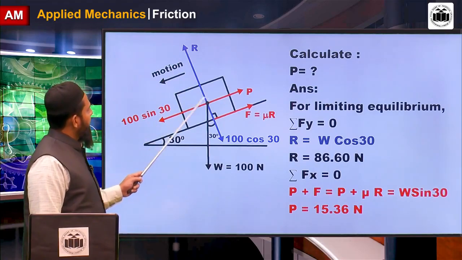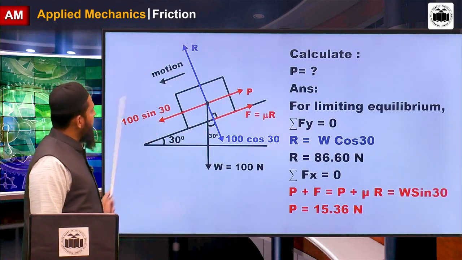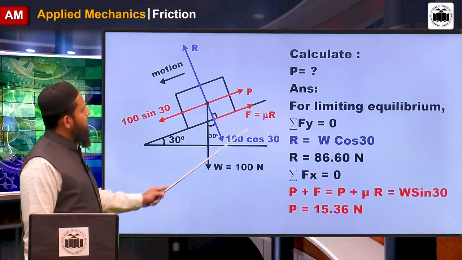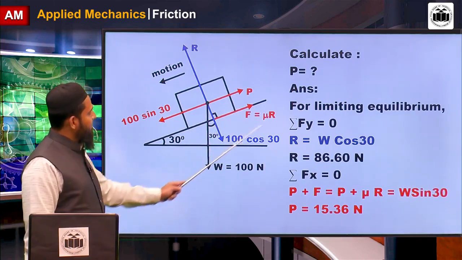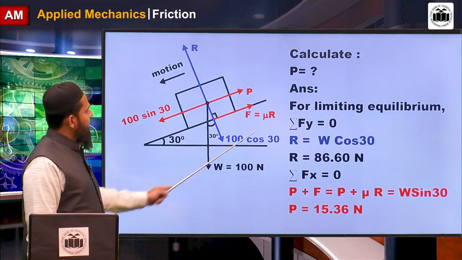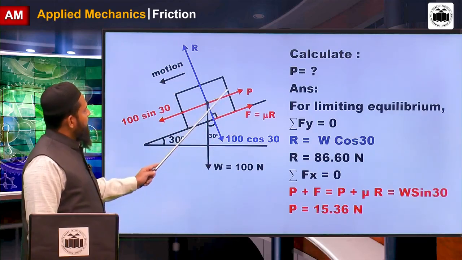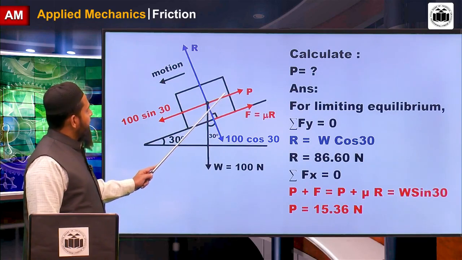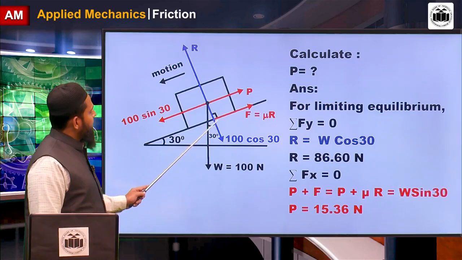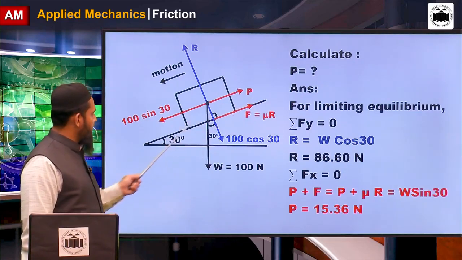Now, here, although the P force is in the upward direction, the motion is in the downward direction. To stop this motion, P is required. The mistake is here. Students always make a mistake here. P force, motion is in the downward direction. Frictional force is always in the upward direction. This shows frictional force in the downward direction.